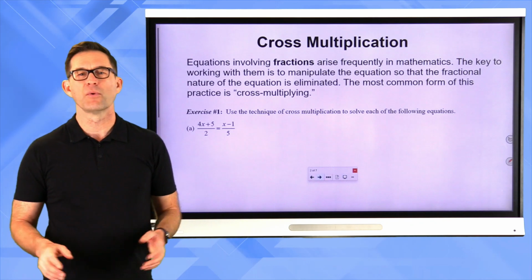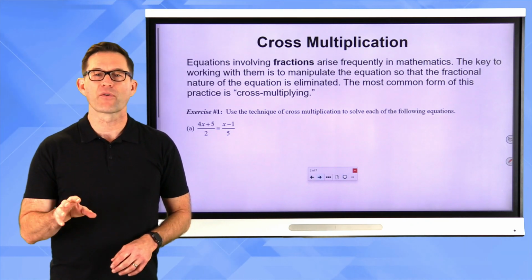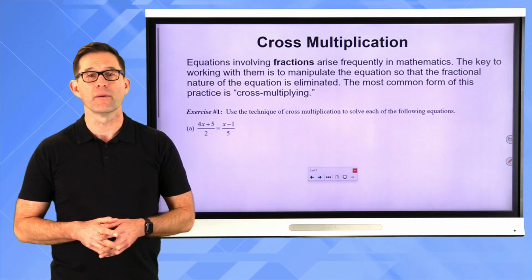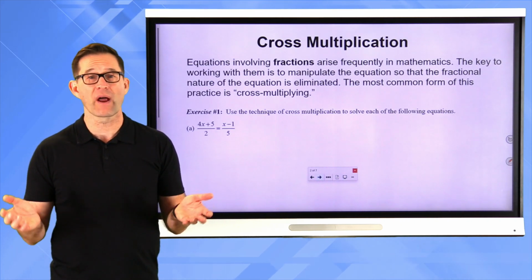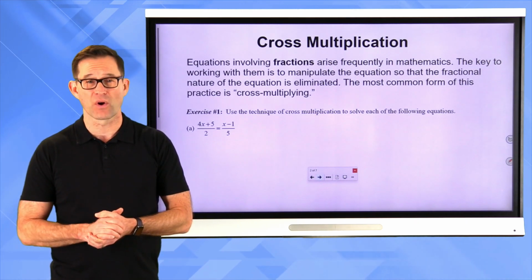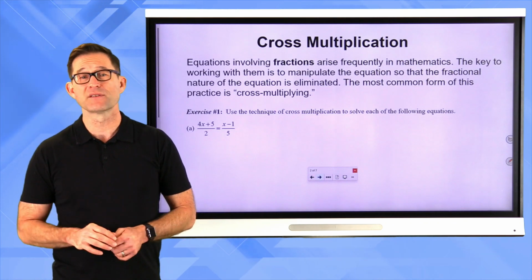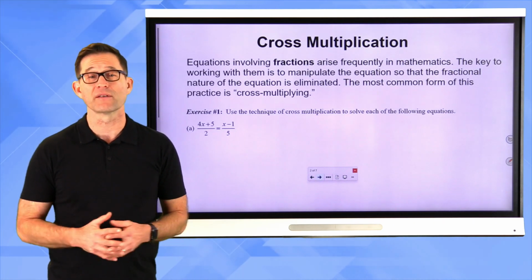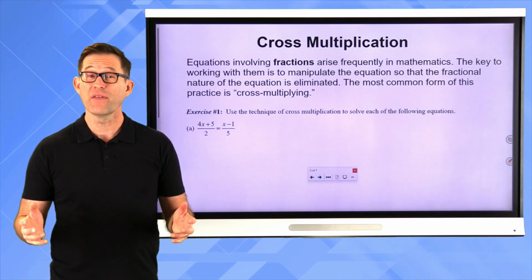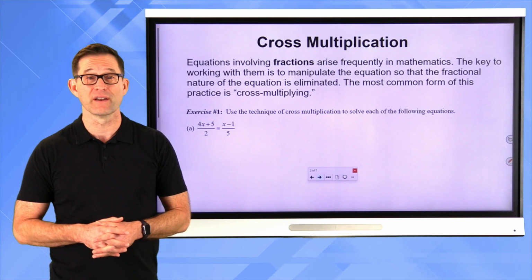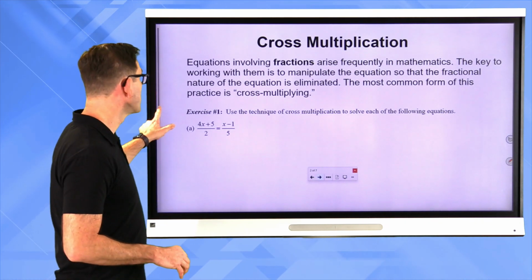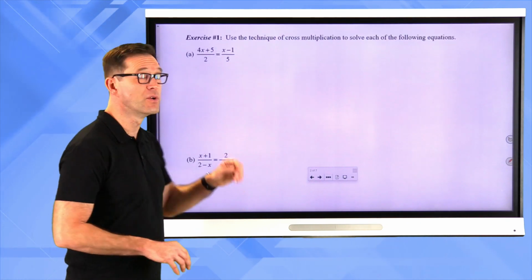All right, cross multiplication. Equations involving fractions arrive frequently in mathematics. The key to working with them is to manipulate the equation so the fractional nature of the equation is eliminated. The most common form of this practice is cross-multiplying. And I talk about this to my students all the time. The problem with solving equations that have fractions in them is that they have fractions in them. And the way that you always solve an equation with a fraction in it is by getting rid of the fraction. All right, and you've been doing this first technique for quite a few years, but let's review it anyway.